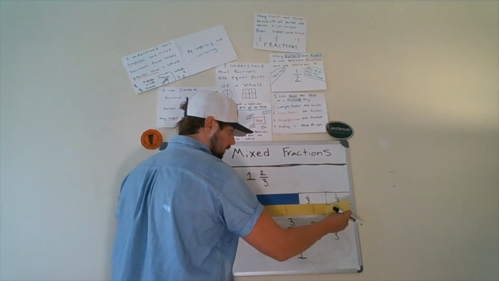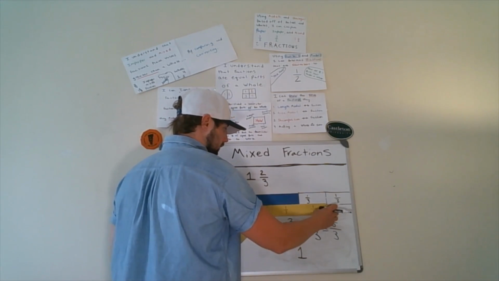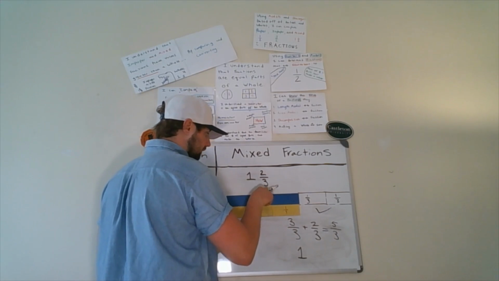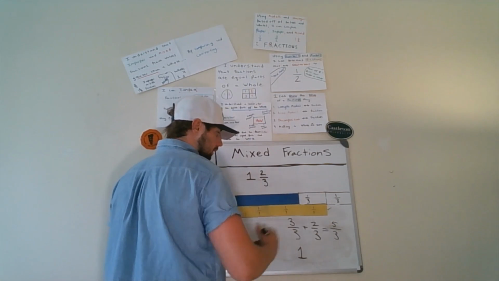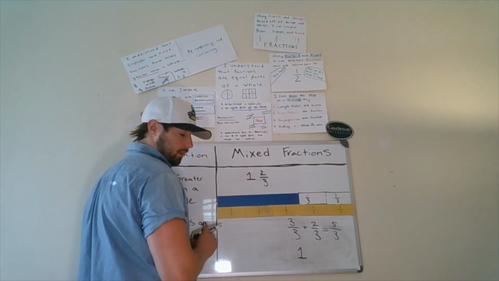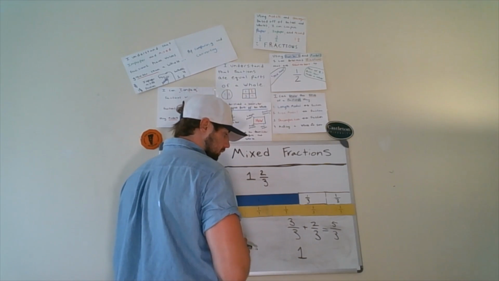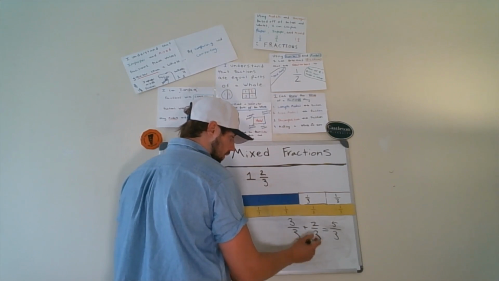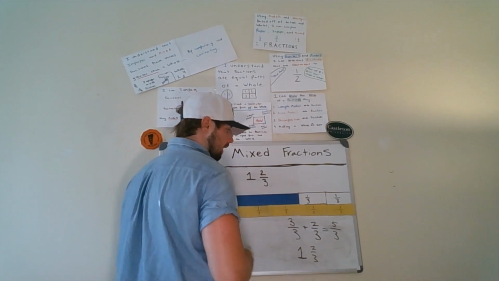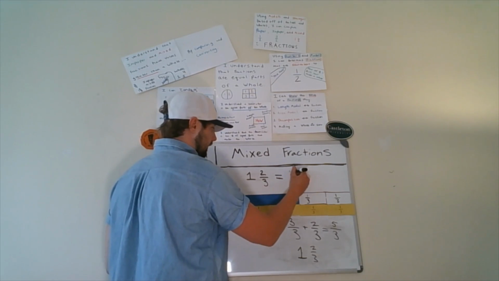1, 2, 3/3. 3/3 make our whole plus those 2/3 more. Make that improper fraction 1, 2, 3, 4, 5, 5/3. But our mixed number has 1 and 1, 2, 2/3. But indeed, they are equivalent.